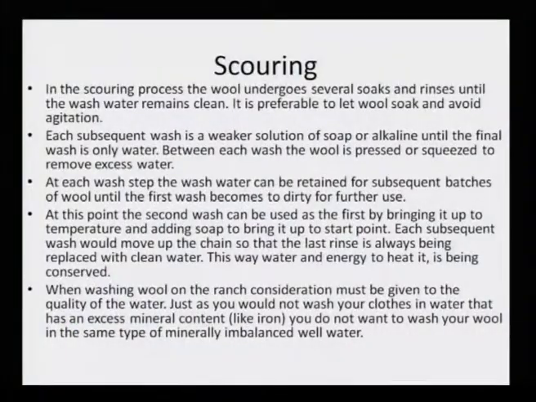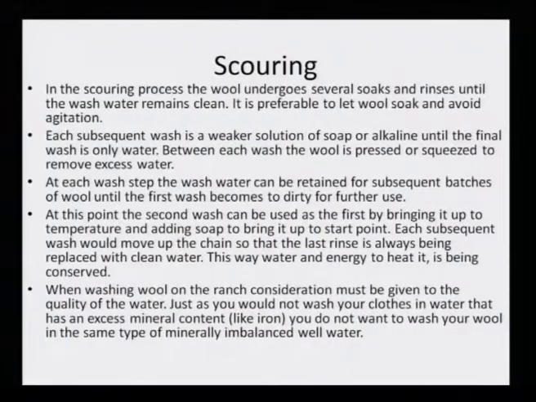In the scouring process, the wool undergoes several soaks and rinses until the wash water remains clean. It is preferable to let wool soak and avoid agitation. So, in order to avoid entanglement of the wool yarn or skein, it is better to soak it for some time, so that all the grease that is adhering to the yarn or the skein may come out. And there is no point in agitating, because the moment one tries to agitate, what will happen? The skeins will get entangled and it will be difficult to undo it.